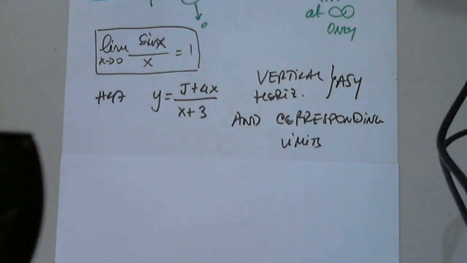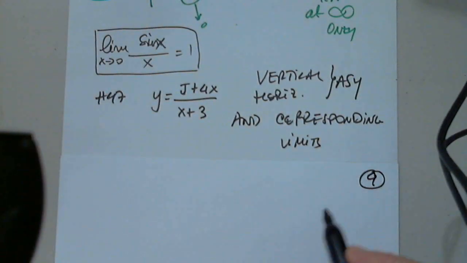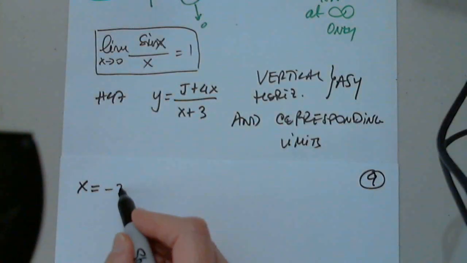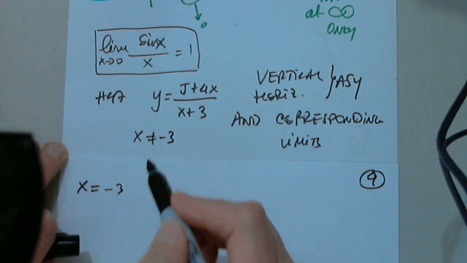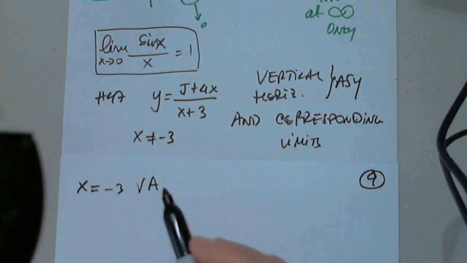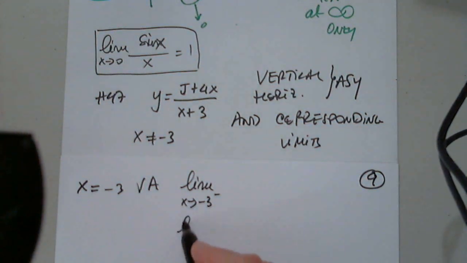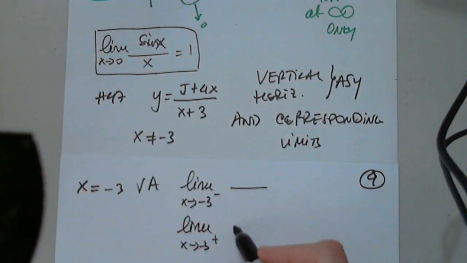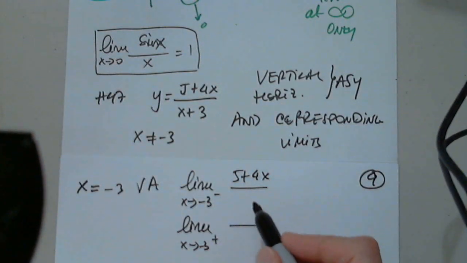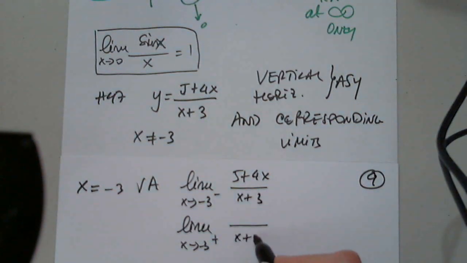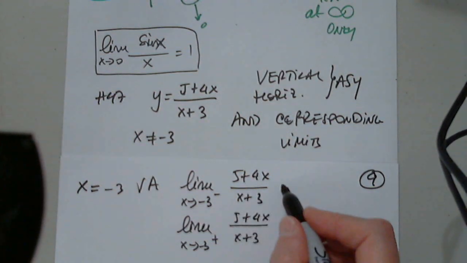Okay, so let's start with the vertical asymptotes. Can anyone tell us which is the vertical asymptote of this function? -3. Yes, of course, because x cannot be -3. So we know that this is a vertical asymptote, but we also have to determine the limit as x approaches -3 from the left and the limit as x approaches -3 from the right of the function (5 plus 4x)/(x plus 3).